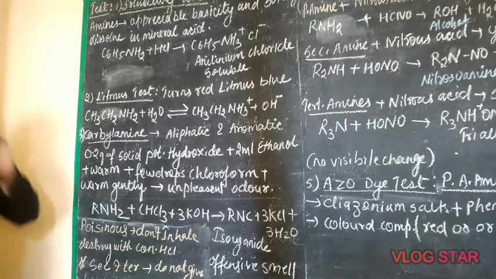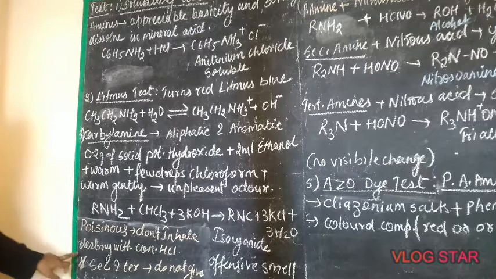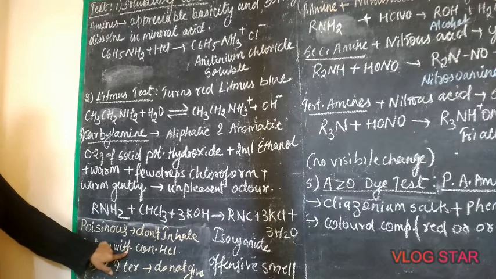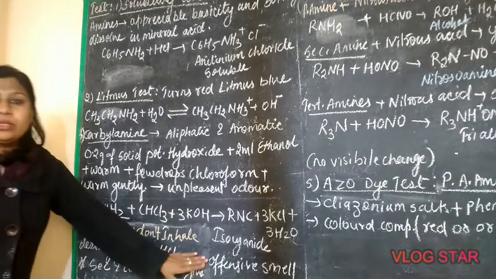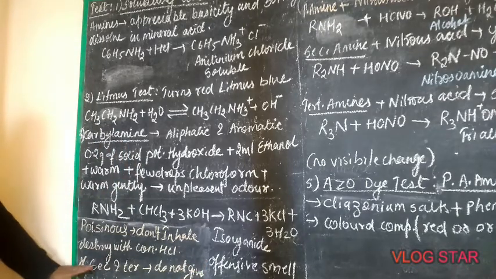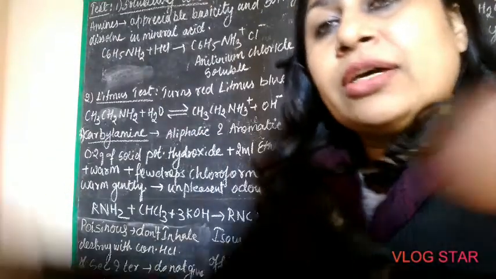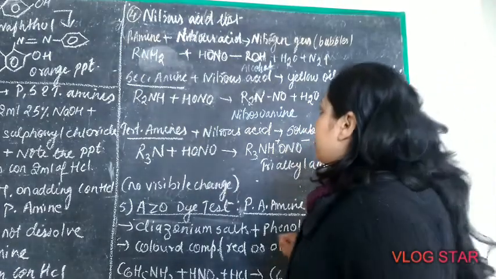The important thing to remember here while doing this test is isocyanide is poisonous. Please don't inhale it. Secondly, after this test, destroy the isocyanide with HCl. That means you add a little bit of concentrated HCl in the test tube in which you had done the test and then throw it in the wash basin. An important thing is this test is not given by secondary and tertiary amines. Next is your nitrous acid test.